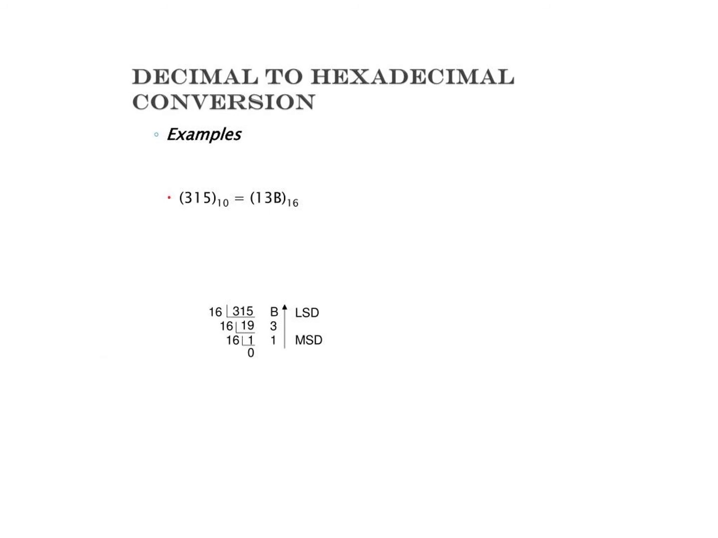315 divided by 16, we have the remainder 11. So 11 is equal to B in hexadecimal. So we note down the B. And then again the quotient is 19, which is divided by 16, and we have the remainder 3. And then again the quotient, that is 1, is divided by 16, and we will have the quotient 0, and we will note down the remainder 1. Now we have quotient 0, so we will stop here and note down the remainders from downward to upward: 13B. So this is my equivalent hexadecimal number.